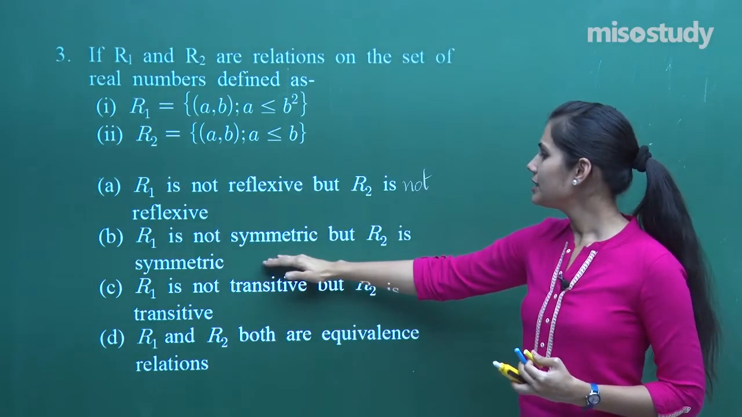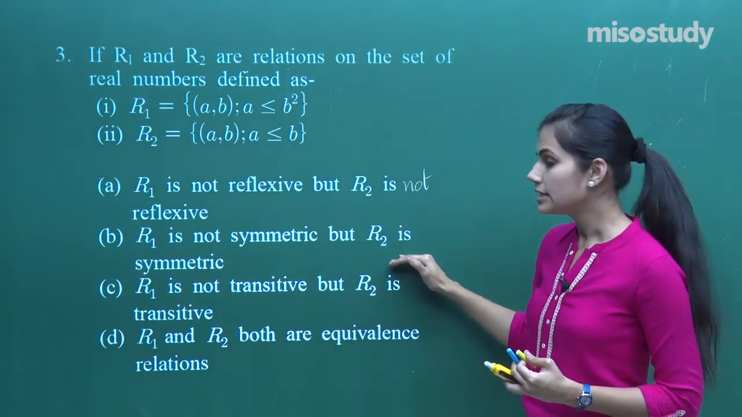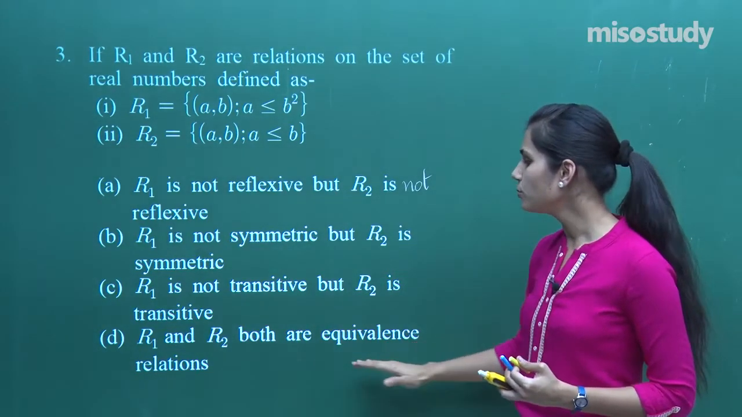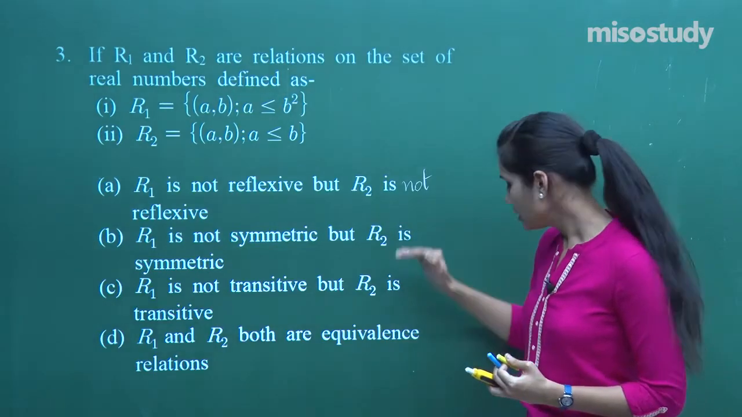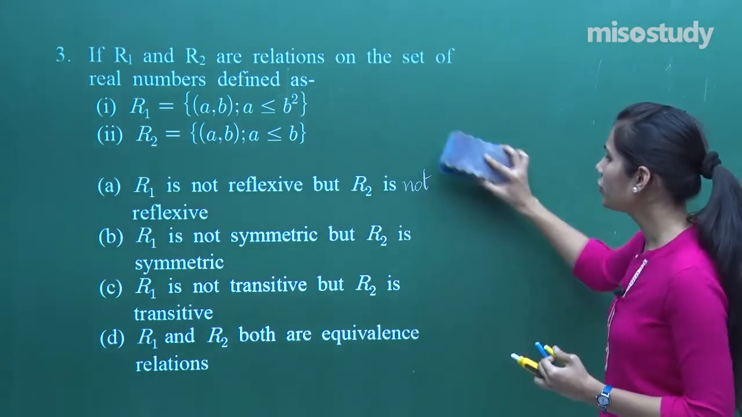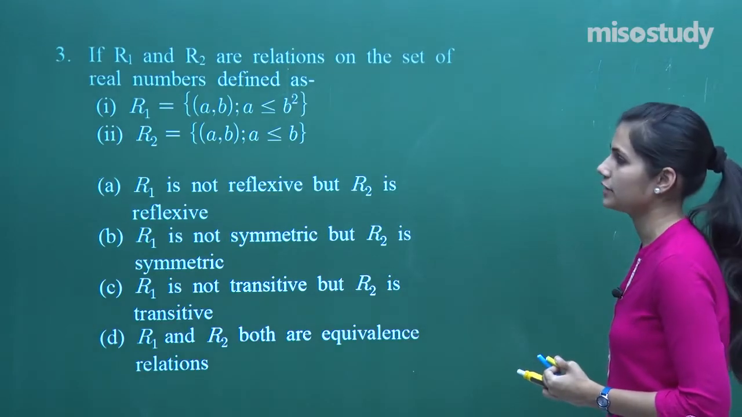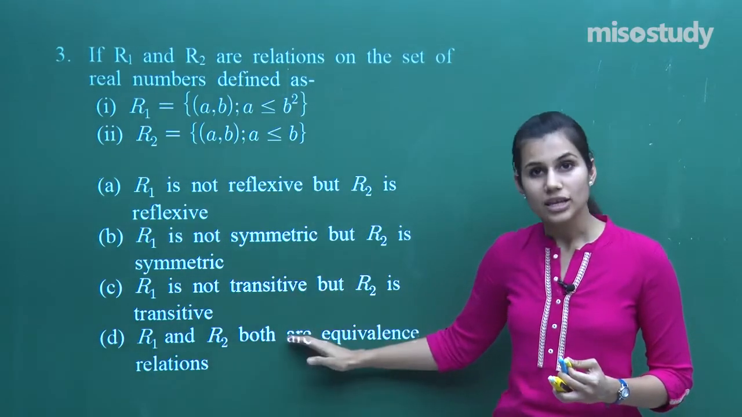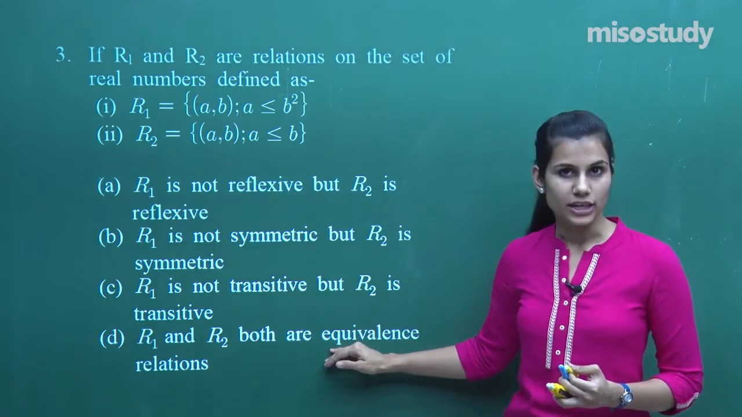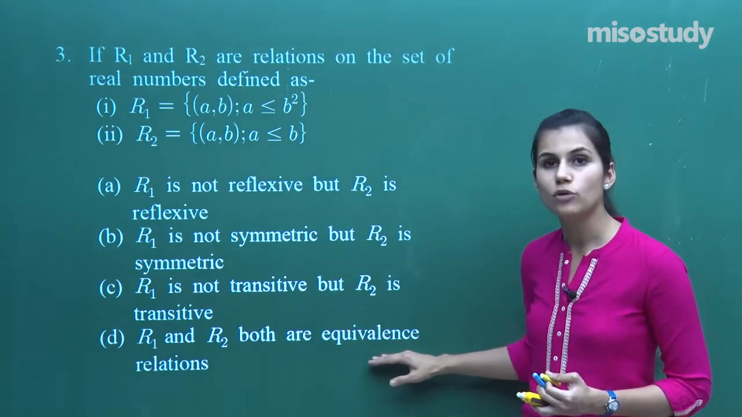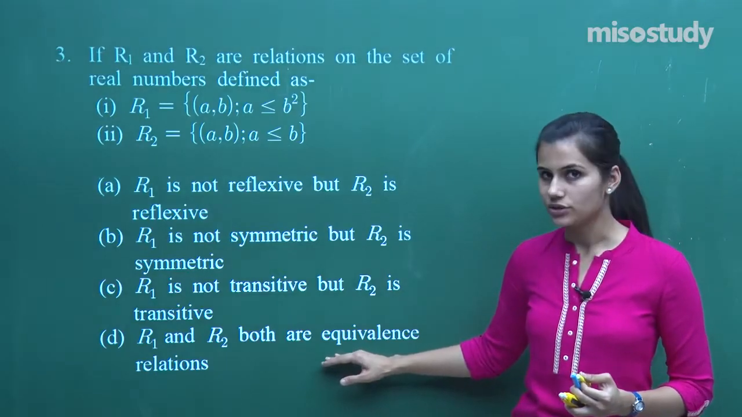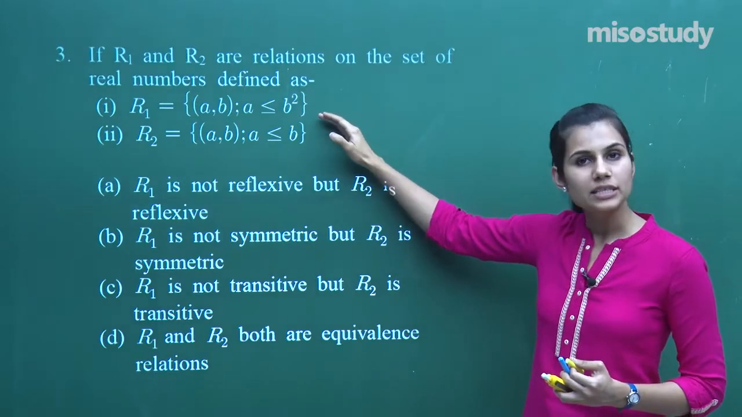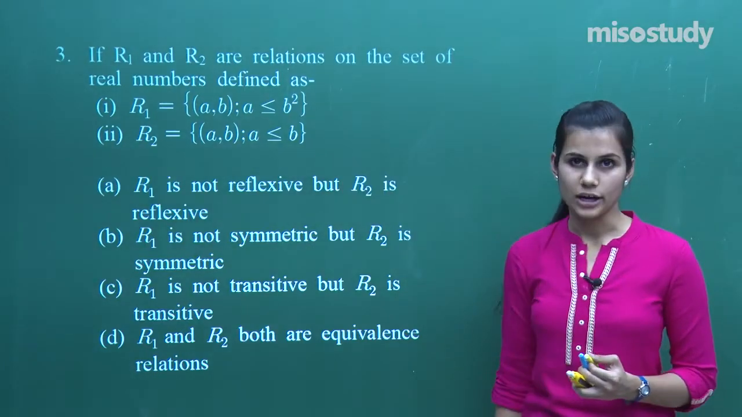Then R1 is not symmetric but R2 is symmetric. R1 is not transitive but R2 is transitive. R1 and R2 both are equivalence relations. The first option is going to say R1 is not reflexive but R2 is reflexive. So, basically it's talking about the reflexivity, symmetricity, transitivity of these two relations, on the basis of which we will be talking about or claiming them to be equivalence relations or not. Fine. So, let's begin checking the symmetricity, reflexivity and transitivity of R1 and R2.